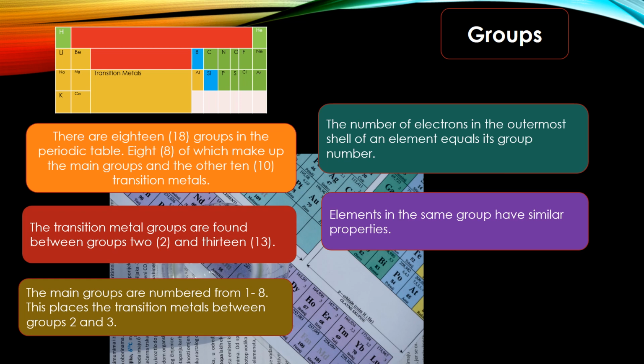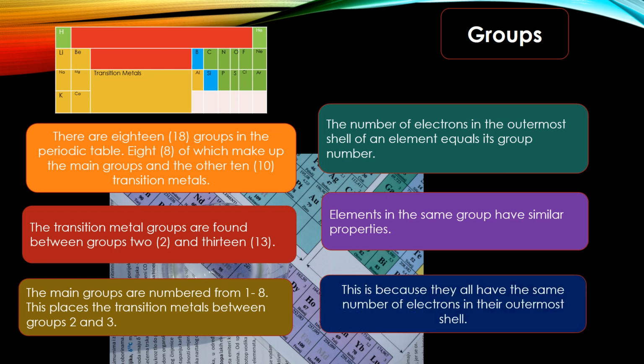Elements in the same group have similar chemical properties. This is because the chemical properties of an element depend on loss and gain of electrons, and having the same number of electrons in the outermost shell, the members of a particular group will behave in similar ways.